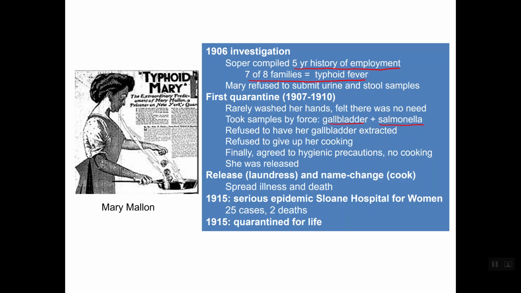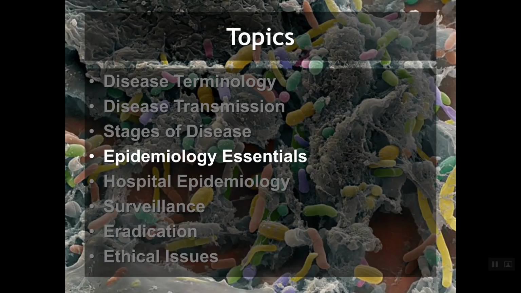So just thinking about it, we're going to talk about the ethical issues associated with public health and trying to implement public health measures. Thinking about that and about how far we've come. So with that, again, you guys don't need to know the story for the exam. I just wanted to share that with you. So with that, we will talk about epidemiological essentials and hospital epidemiology in our next segment.